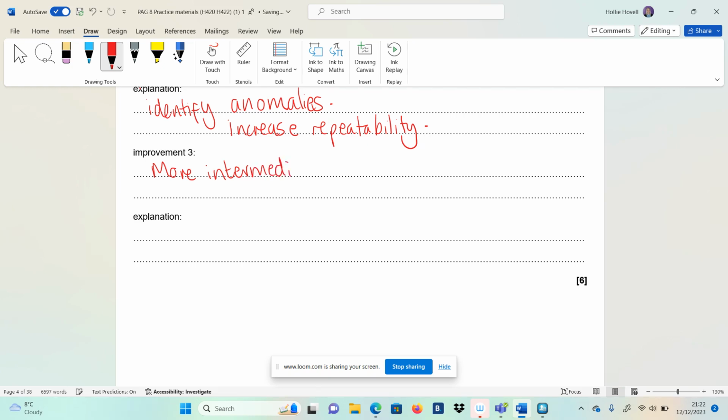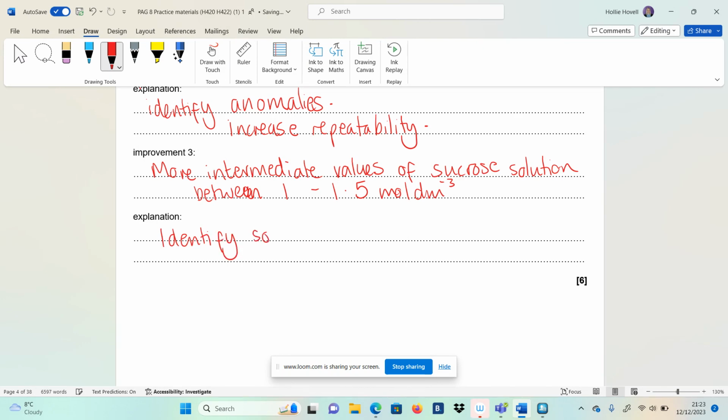So more intermediate values of sucrose solution. It doesn't say this in the mark scheme, but generally it's always a good idea to use numbers. So more intermediate, so we could say here between 1 to 1.5, because we know that from an earlier question, don't we? Moles per decimetre cubed. And why would we do that? So that we can identify solute concentration, which is the sucrose concentration, with 0% change in mass more accurately.